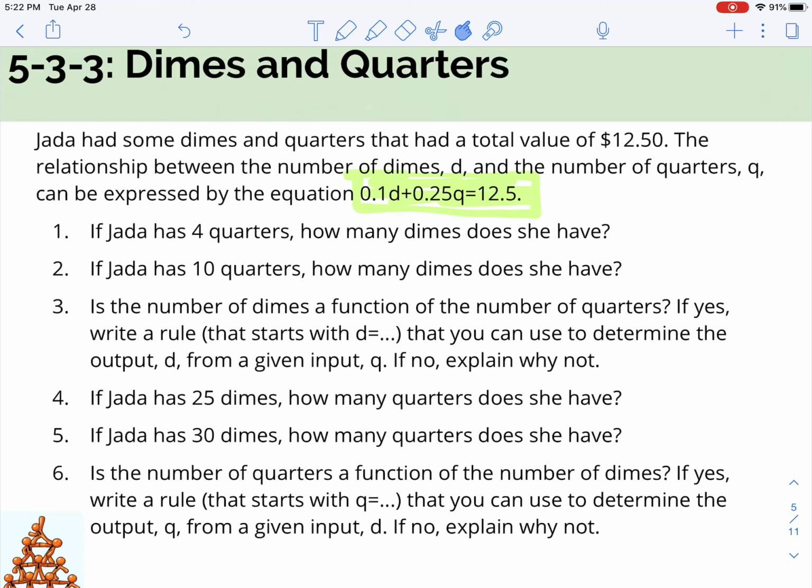Okay, so 0.1 dimes plus 0.25 quarters. Well, that's because a dime is 10 cents, right? A quarter is 25 cents. The total is 12.50. So if Jada has 4 quarters, how many dimes does she have? So you're going to plug it in.